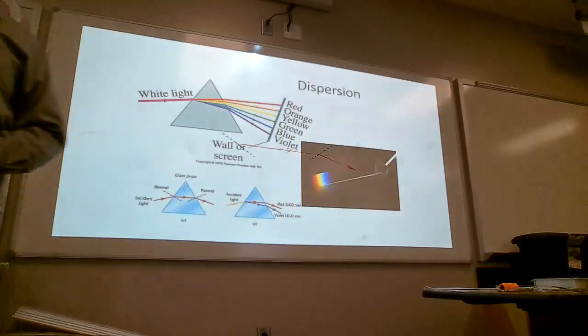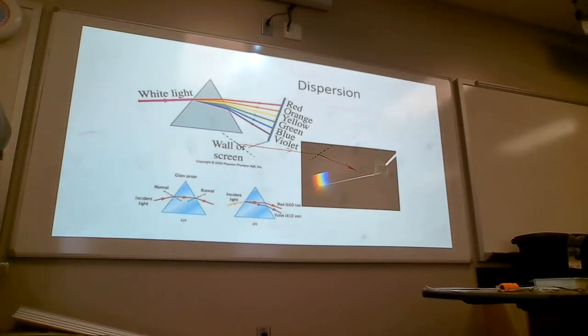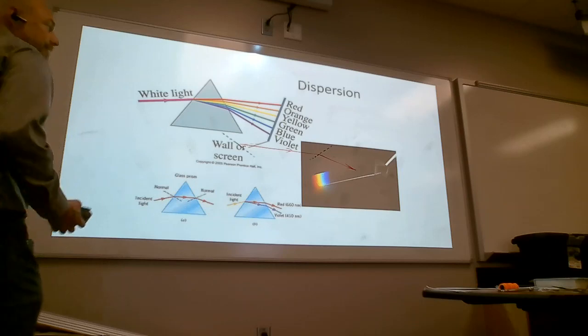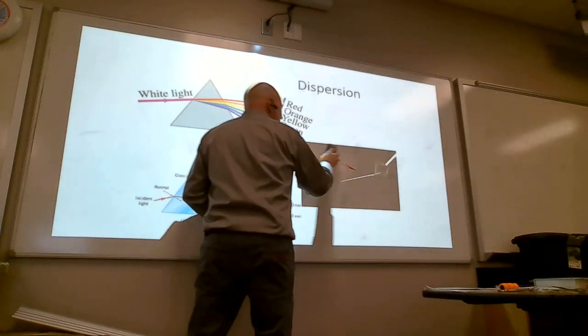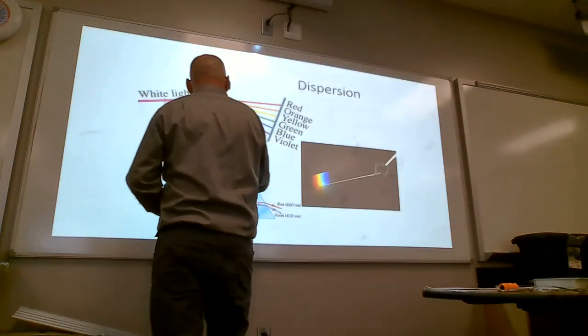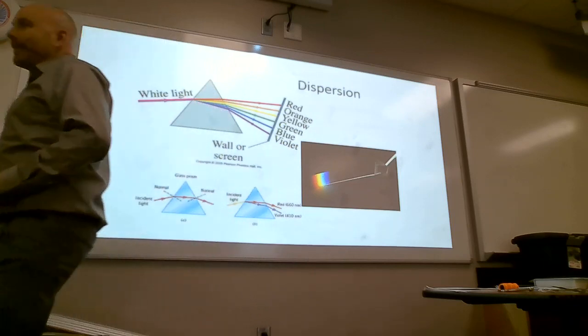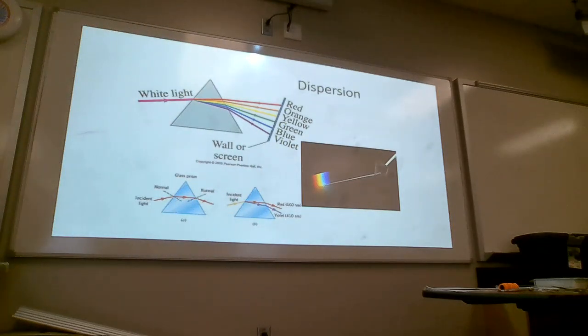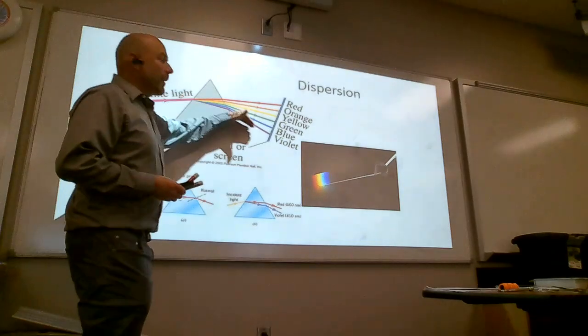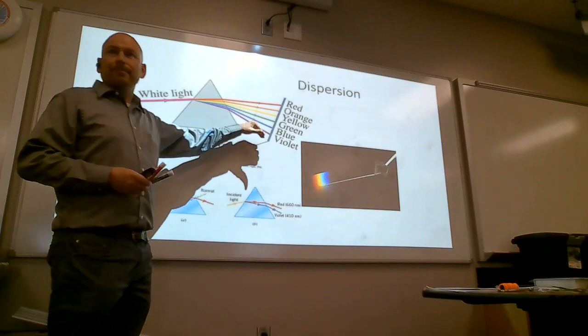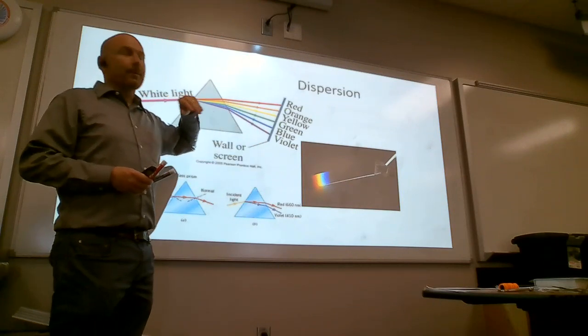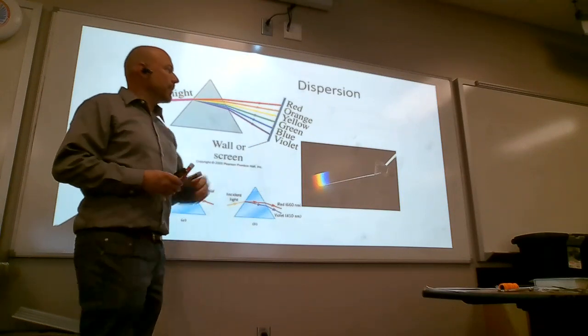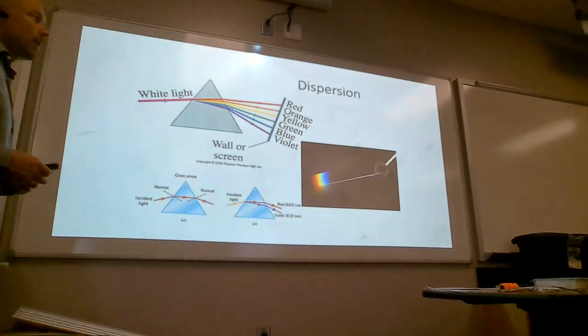If we take white light and make it do this through a prism, it separates out into the color spectrum because of the different wavelengths. So the shorter the wavelength, the slower it goes, and the more it refracts, the more it bends. Okay, so it ends up bending into the color spectrum.